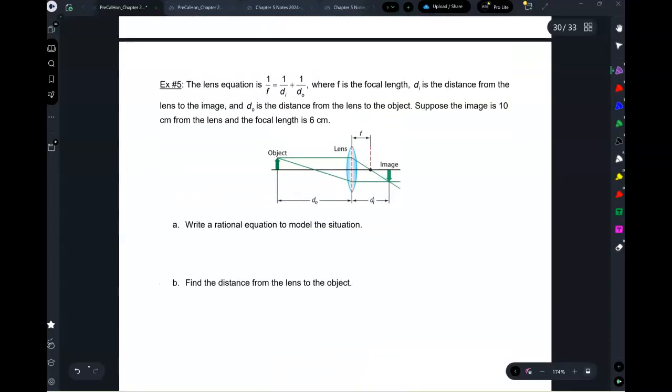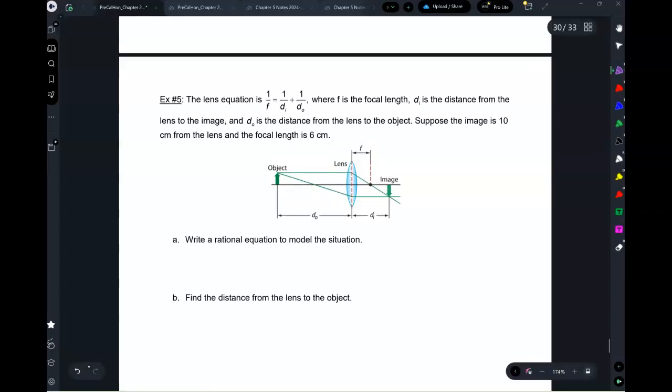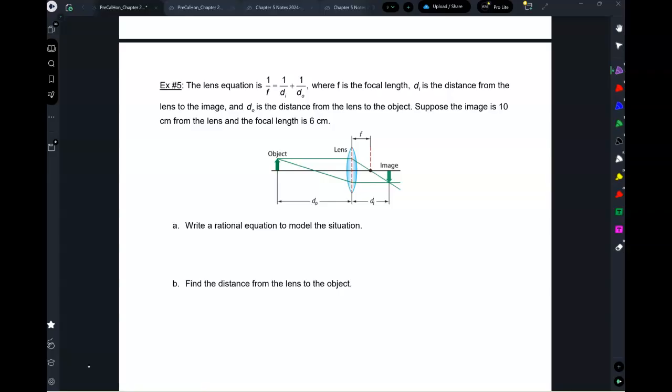Okay, so the lens equation is this. This is 1 over f, 1 over di, 1 over do. F is the focal length. Di is the distance from the lens to the image. Get it? I for image. Do is the distance from the lens to the object, O for object.